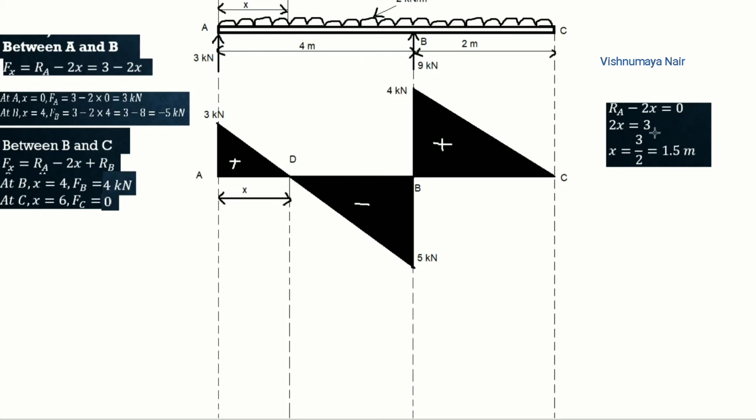So 2x will be equal to 3 and x will be equal to 3 by 2, which is equal to 1.5 meters. So at a distance of 1.5 meters from the end A, shear force is equal to 0.